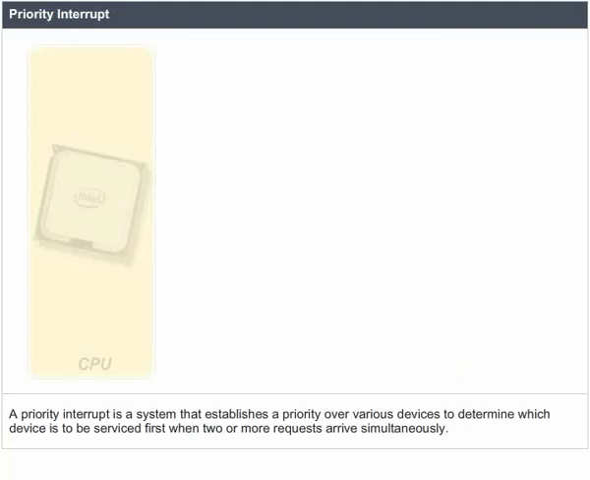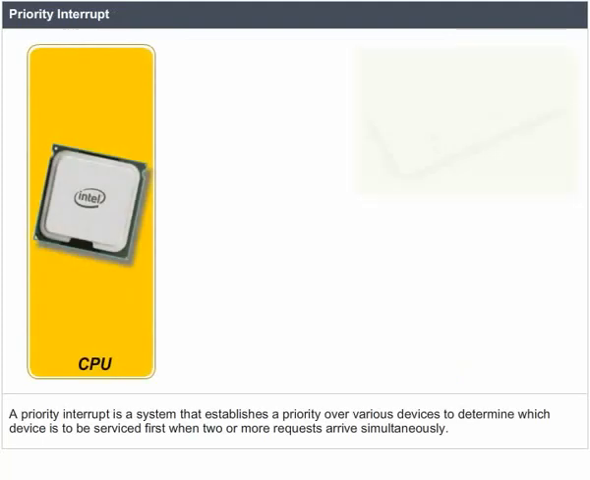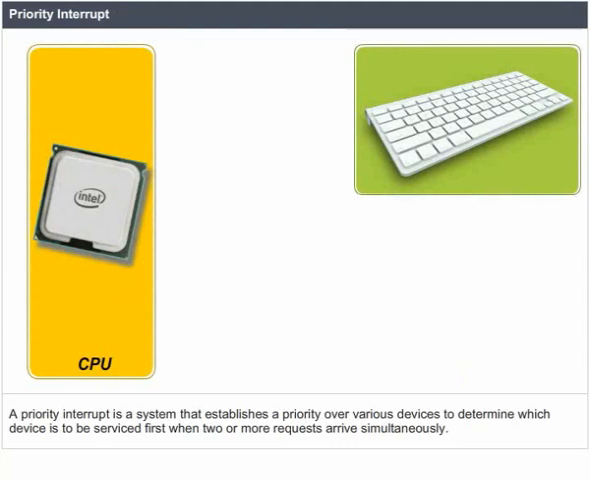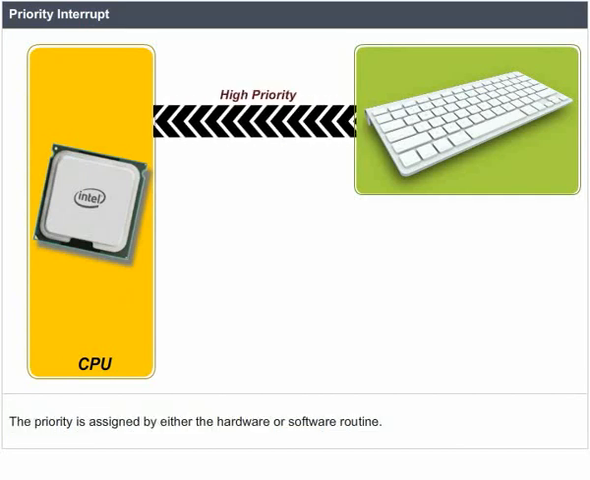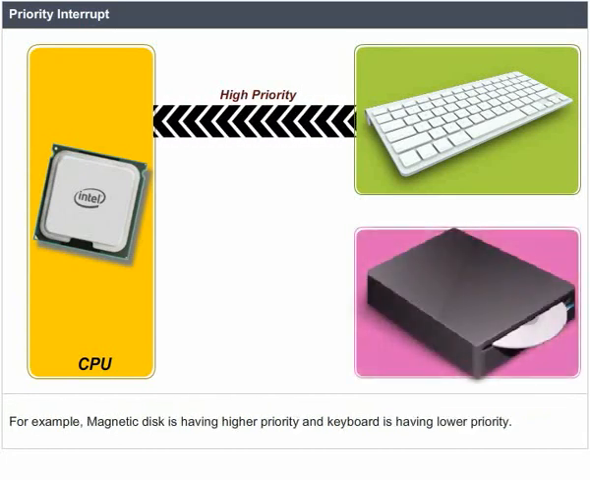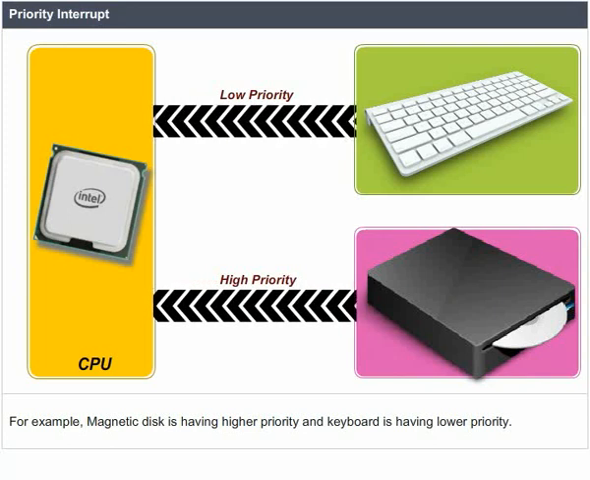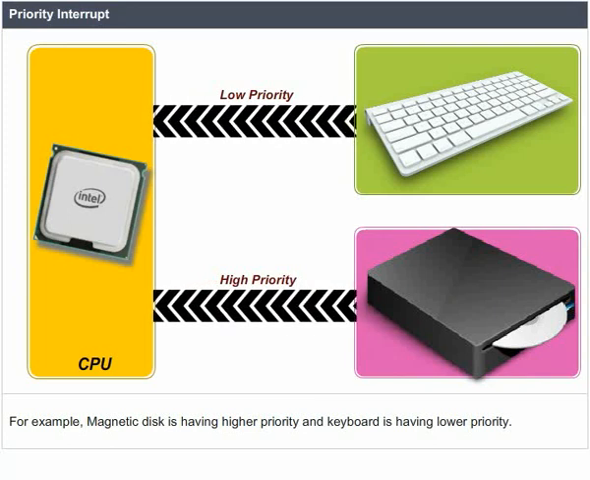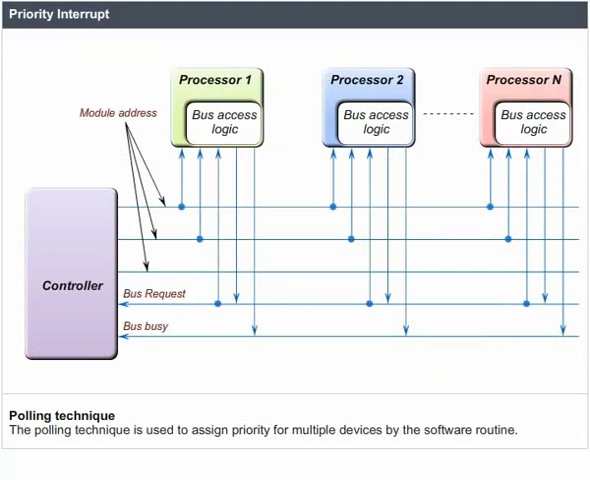Priority interrupt. A priority interrupt is a system that establishes a priority over various devices to determine which device is to be serviced first when two or more requests arrive simultaneously. The priority is assigned by either the hardware or software routine. For example, magnetic disk is having higher priority and keyboard is having lower priority. Polling technique. The polling technique is used to assign priority for multiple devices by the software routine.